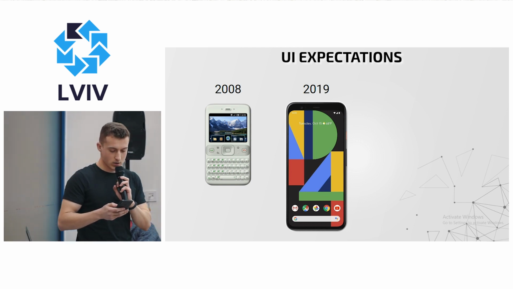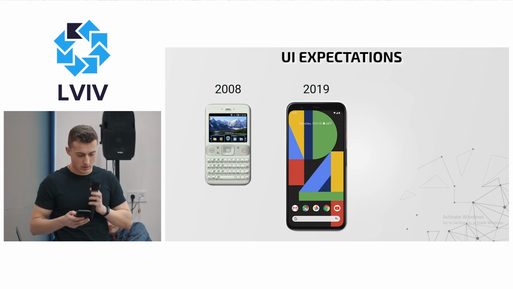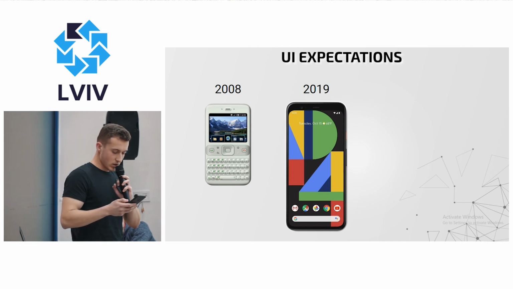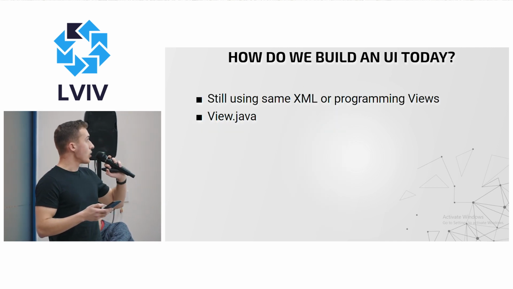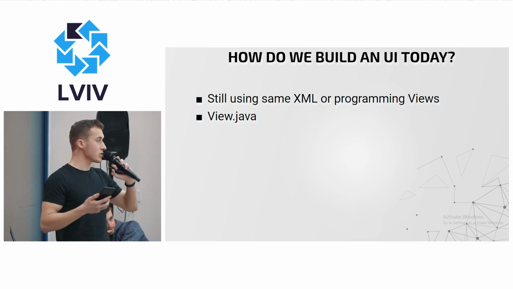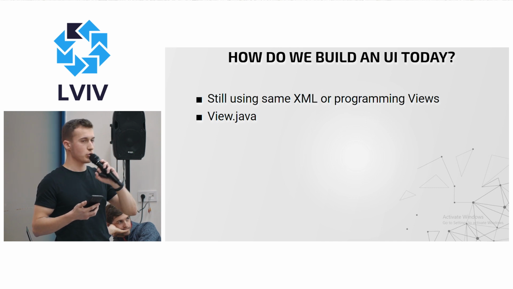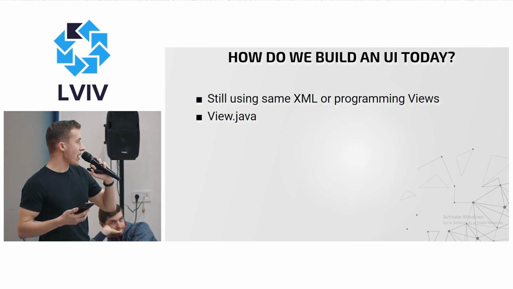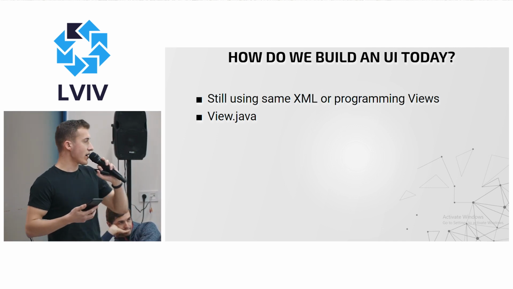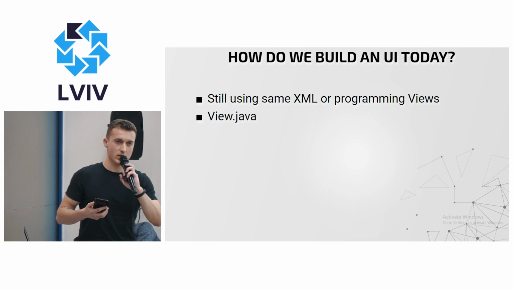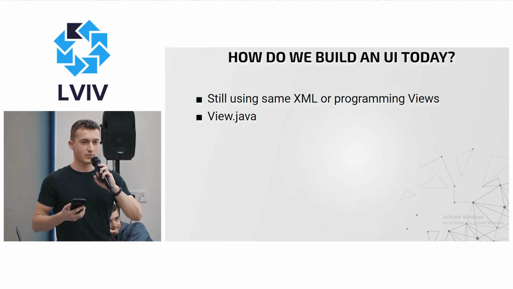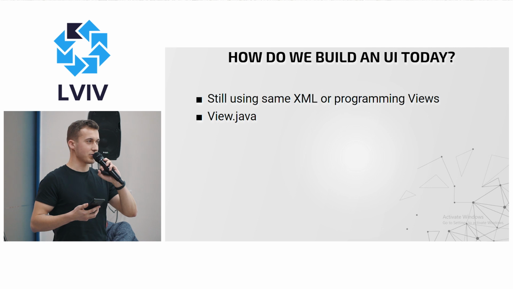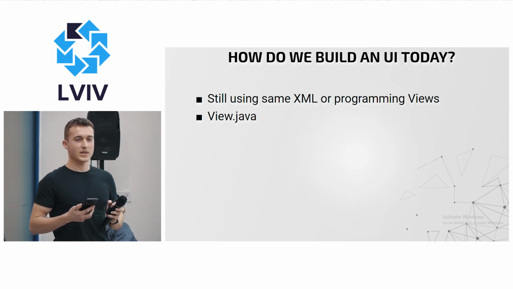It's not so easy, and it requires us to write a lot of boilerplate code. How do we build UI today? We're still using the same XML or programming views using Kotlin or Java. And we have this View.java class. Is there anybody who saw the code of View.java? No? Nobody? Okay, and what is the problem with this class? How do you think?